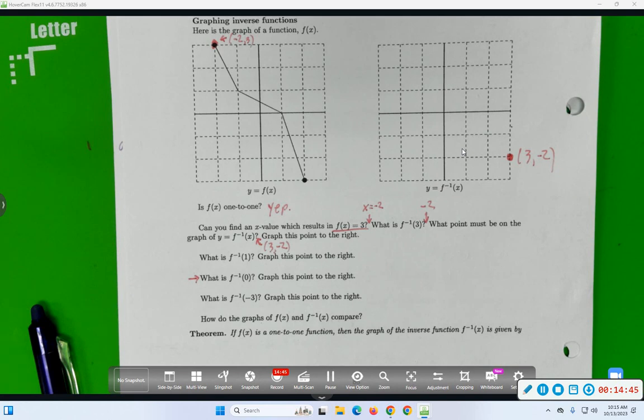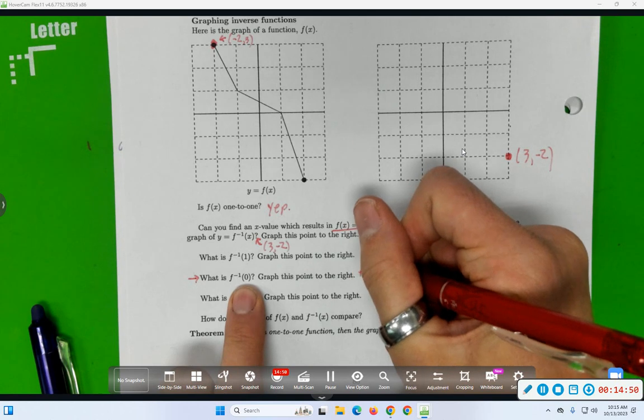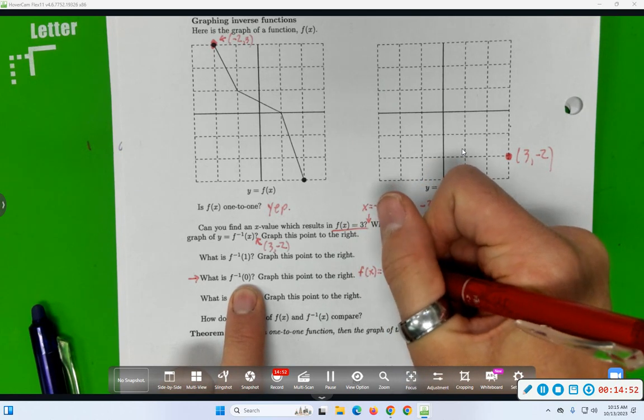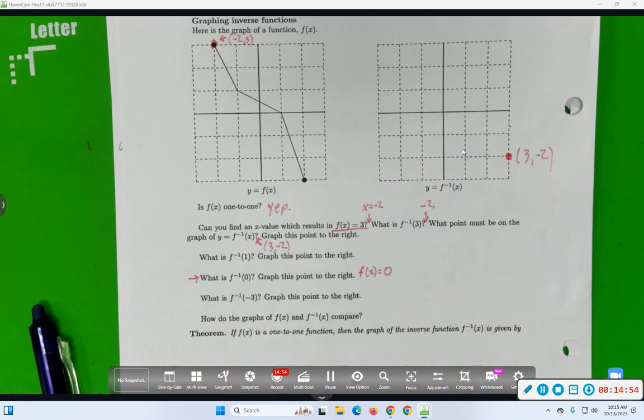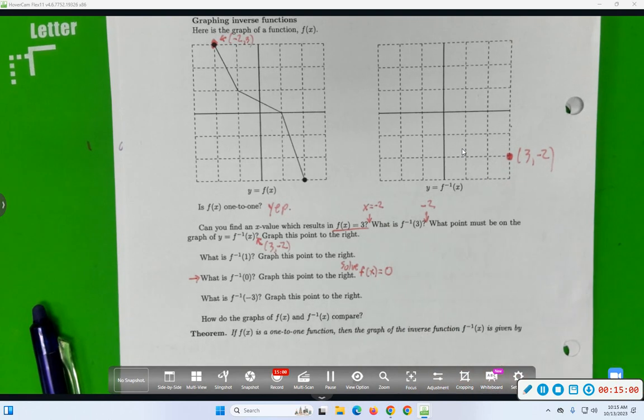Let's go. So f inverse of 0. To compute f inverse of 0, I need to figure out what input f sends to 0. So, solve f of x equals 0. What x value gives you f of x equals 0?